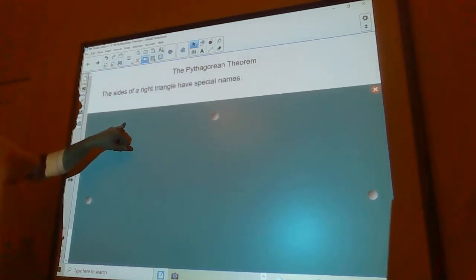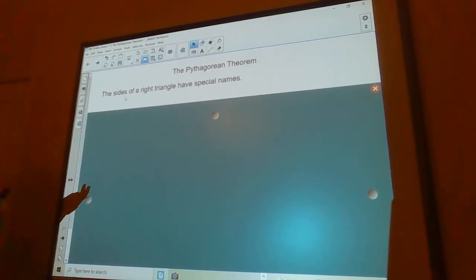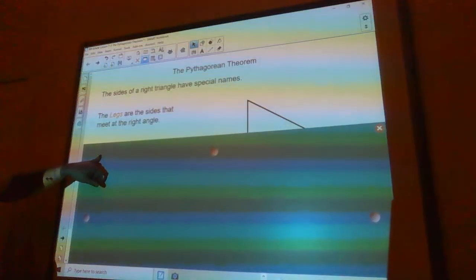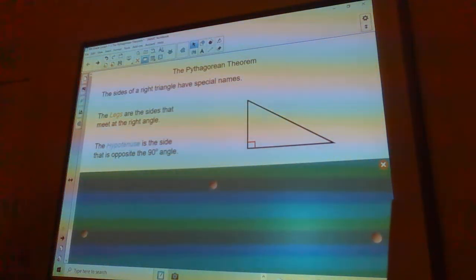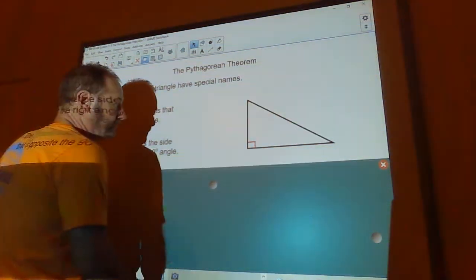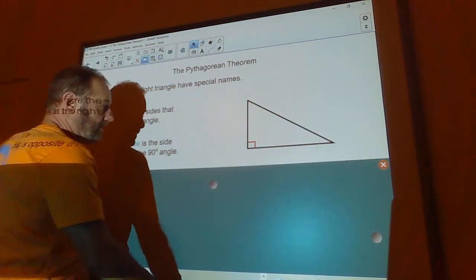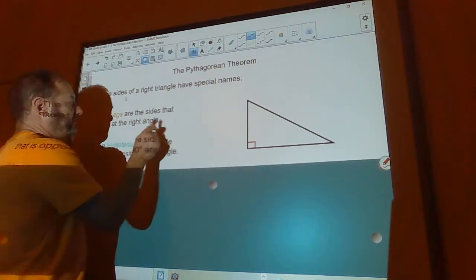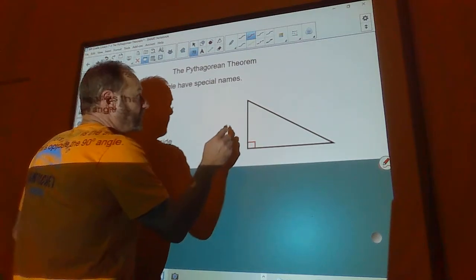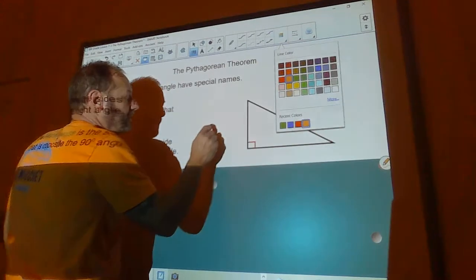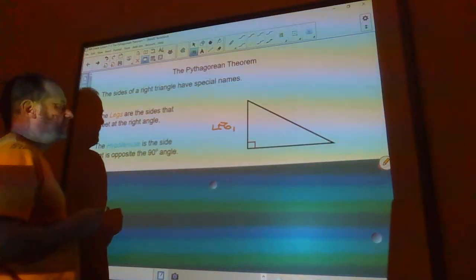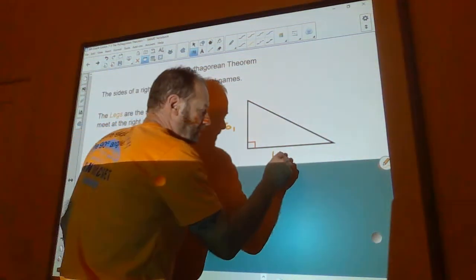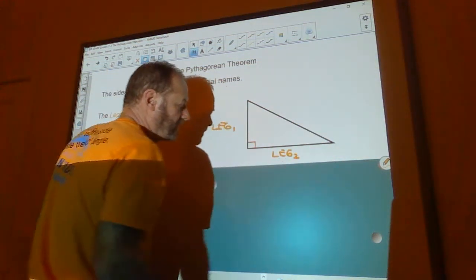Okay, so before we can do that, we got to make sure we can identify the sides of a right triangle. The sides of a right triangle have special names. You have legs, which are the sides that meet at the right angle. Here's the right angle. One of the legs, this would be a leg right here, we'll call it leg 1. And then this would be another leg right here, we'll call it leg 2.